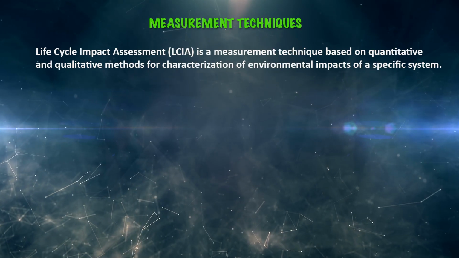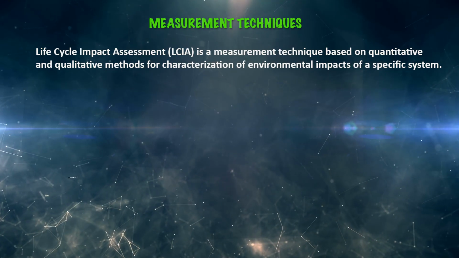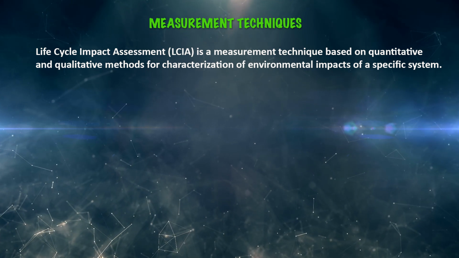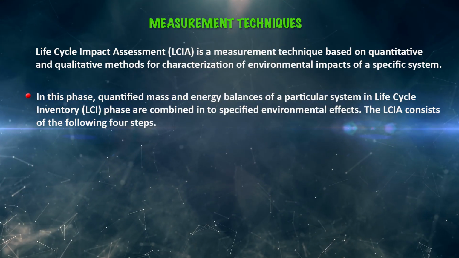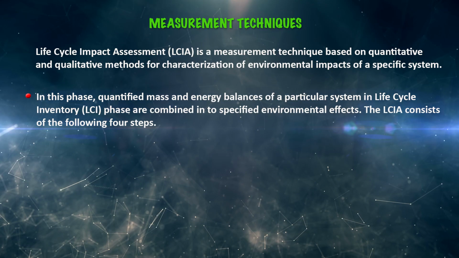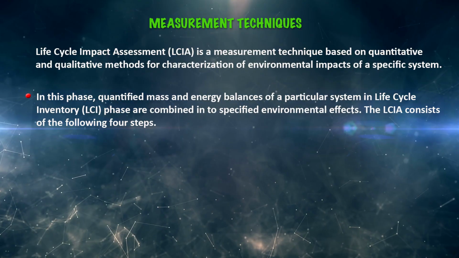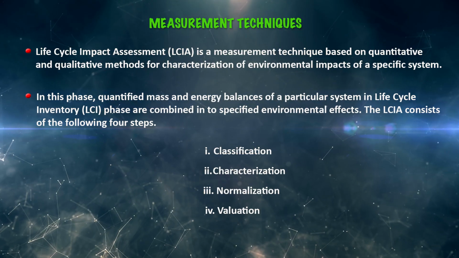So the measurement techniques of the life cycle impact assessment are mainly based on quantitative and qualitative methods, which are characterization of environmental impacts of a specific system. So in this phase, the quantified mass and energy balances of a particular system in the life cycle inventory phase are combined into the specified environmental effects. So it consists of the classification step, characterization step, normalization, valuation. So these 4 steps are mainly involved in the measurement of the life cycle assessment.